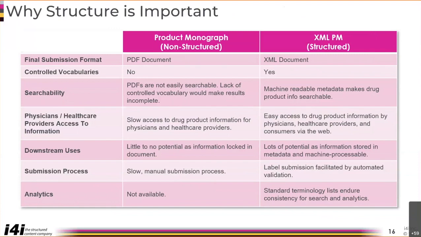Other benefits include the ease of the submission process. Electronic labels are facilitated by automatic validation. Automated validation can provide results within minutes, leading to faster communication with Health Canada in terms of your submissions. And this means that issues can be resolved in a very timely manner. Finally, structured data promotes consistency for searching and analytics. Moving to a structured format ultimately helps expedite data retrieval for end users, such as patients and healthcare providers.